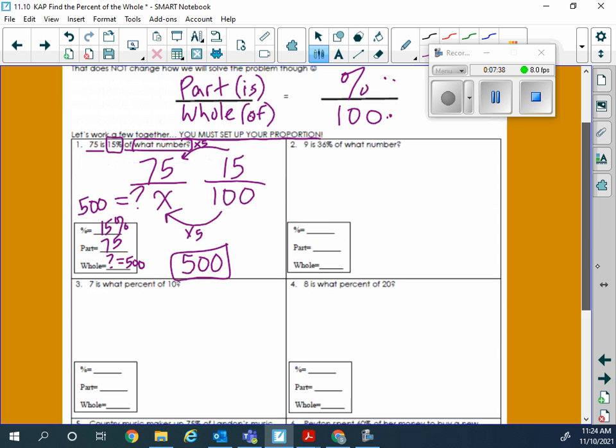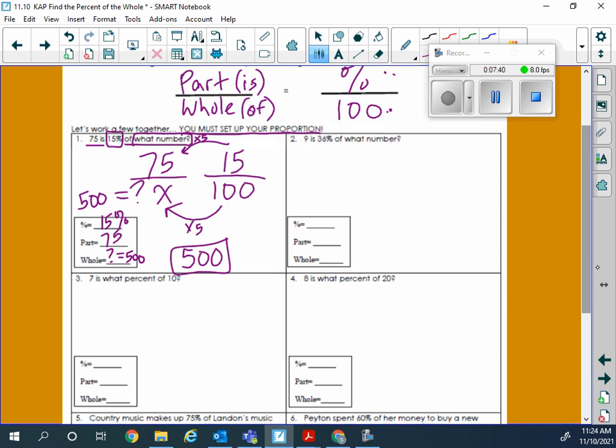Let's do another one. Tell me the first chunk. 9 is. Good. Next chunk. 36%. And then, of what number? So this one is exactly the same, yes? Okay, so set up your proportion. Where does 9 go? On the part, on the top. Where's 36 go? On top of 100. Of what number? I don't know.